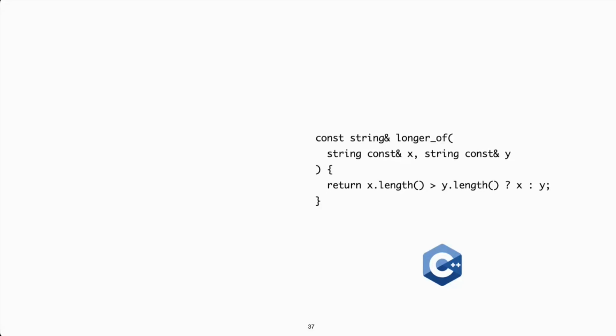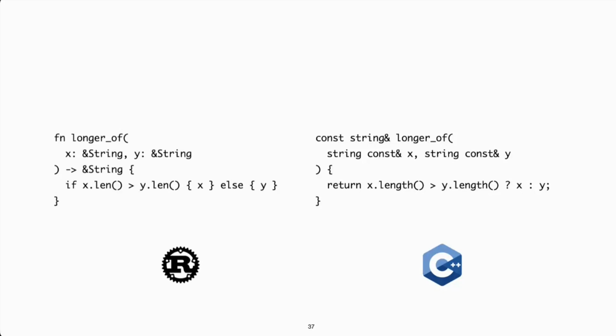This C++ function accepts two immutable references to character strings and returns a reference to the longest. There's really nothing fancy here. It's just if x is longer, then return x, otherwise return y. So let's try to transliterate this function to Rust. We said that immutable references are equivalent to immutable borrows, and this is the syntax of immutable borrows. So this should do the trick, right?